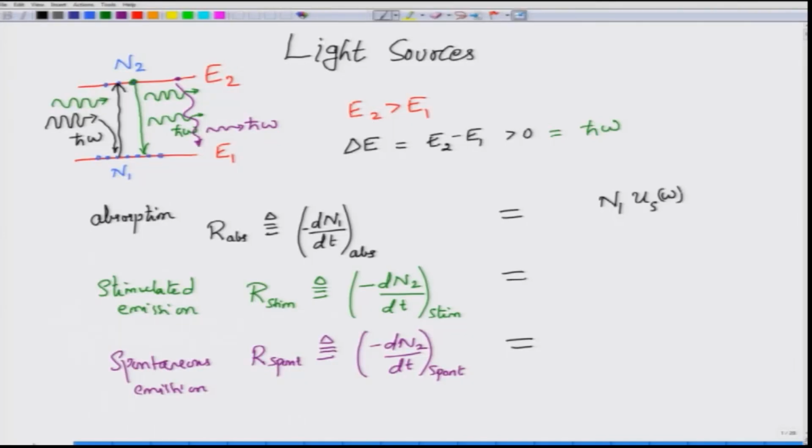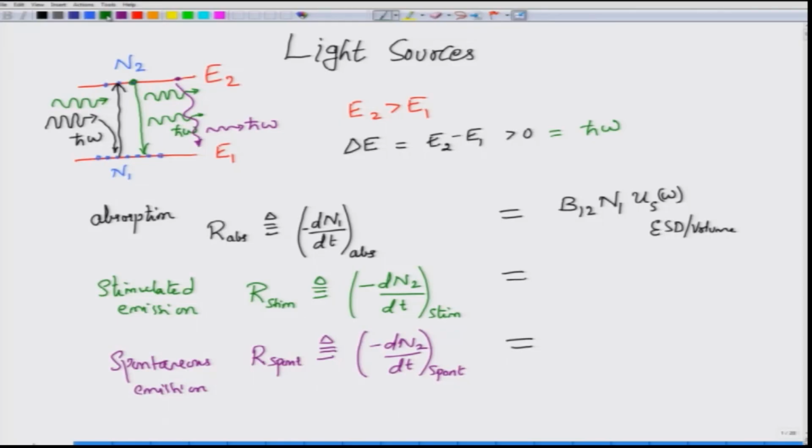U_S of omega is the energy spectral density per unit volume. N1 is, of course, the volumetric density. So this one is the volumetric energy spectral density, centered at a frequency omega. Then he said that it is the product of these two times a constant which he called the constant B, and he put a subscript B12 to indicate that this transition is going from level 1 to level 2. So, this is what the absorption should look like, that is what he said.